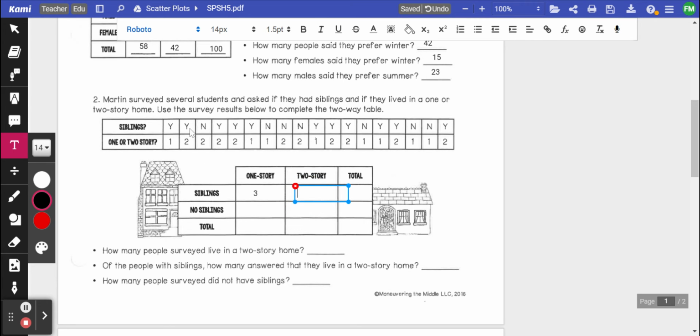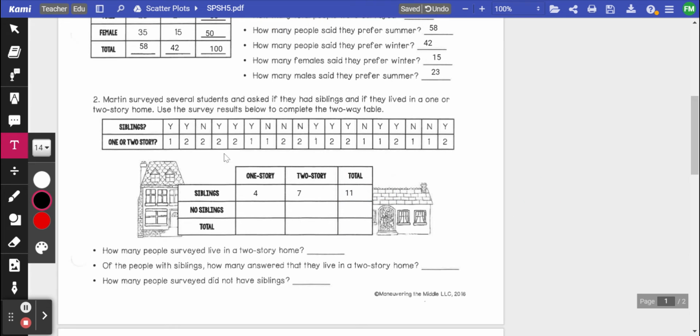Siblings. So we're looking at yes with a 2-story. 1, 2, 3, 4, 5, 6, 7. Let me go back and double check. 1, 2, 3, 4. There we go. That's all right, we can always go back and change it. And that gives me, slide that over, a total of 11.